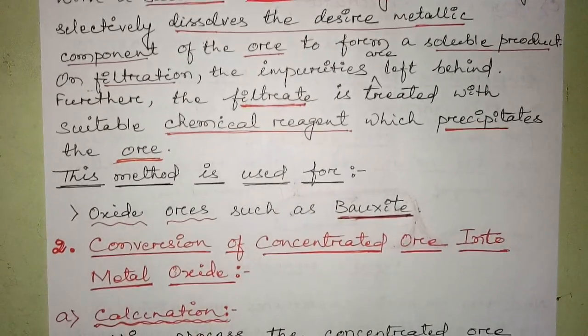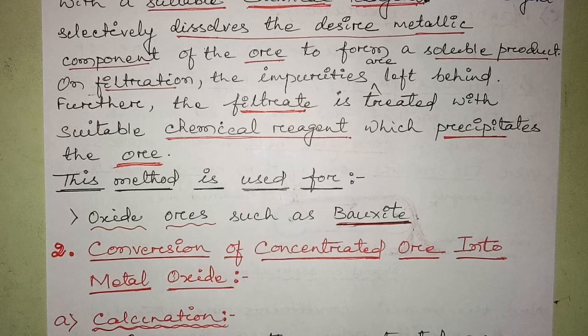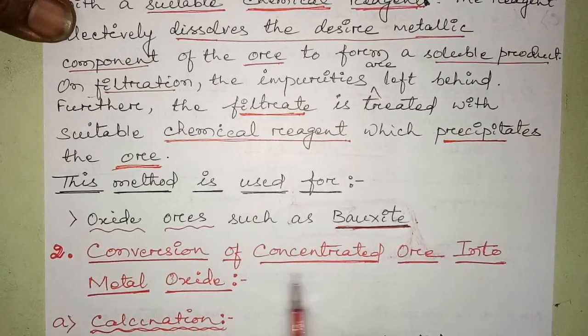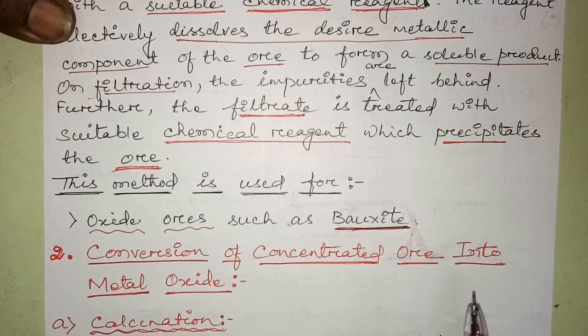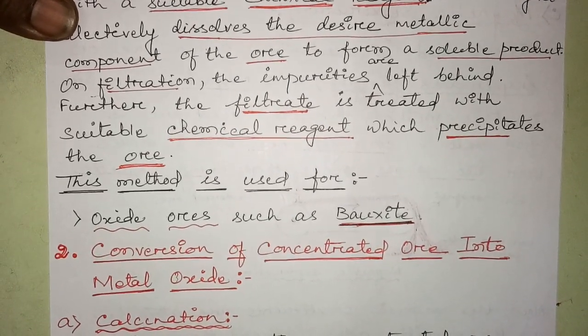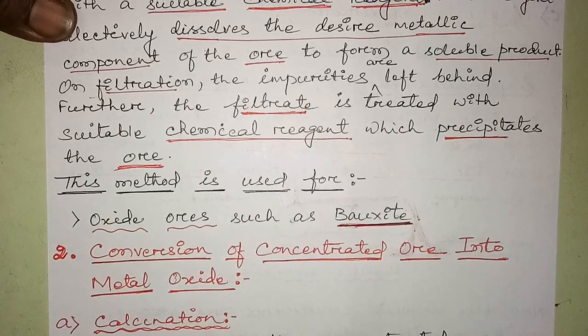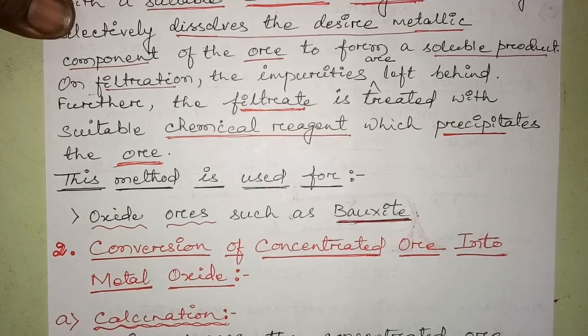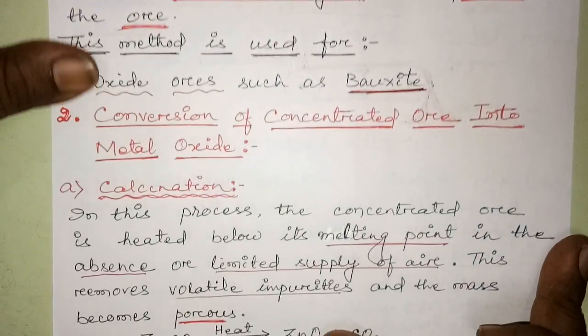Then the next step is the conversion of concentrated ore into metal oxides. There are 2 methods to convert to their metal oxides. These are calcination and roasting. What is calcination? Now we'll discuss.